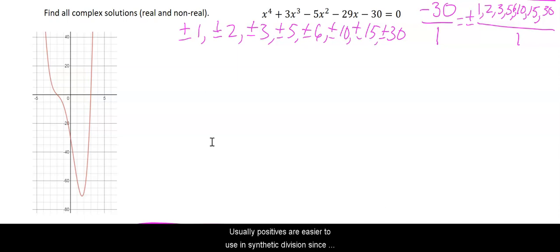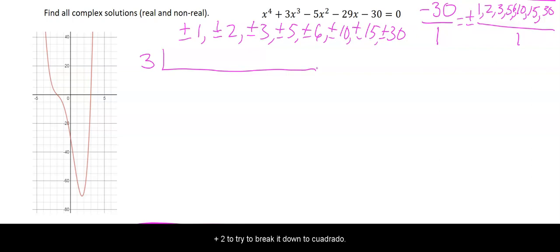Usually positives are easier to use in synthetic division since you're less likely to mess up the negative. I'm going to start, therefore, with 3. If I can find the factor, then I can reduce it by 1 degree, so it'll go from x to the 4th to x to the 3rd. I still won't be able to use the quadratic formula, but then I can use the other factor of x equals negative 2 with the factor x plus 2 to try to break it down to quadratic.